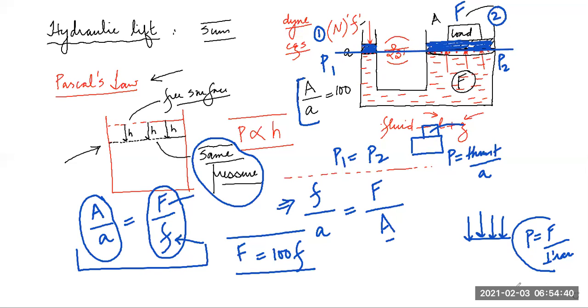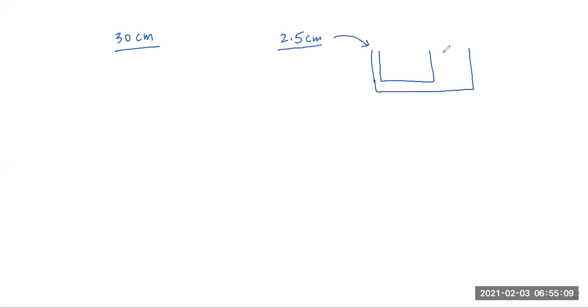Based upon this, students, we have 8 more minutes. We can do a small numerical also. It says two pistons of a hydraulic press have diameters of 30 centimeter and 2.5 centimeter. One piston is 30 centimeter and the other is 2.5 centimeter. So you can well understand that this is our 2.5 centimeter and this is the 30 centimeter diameter.